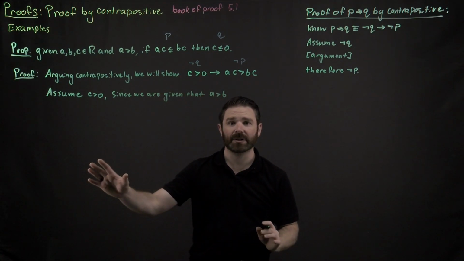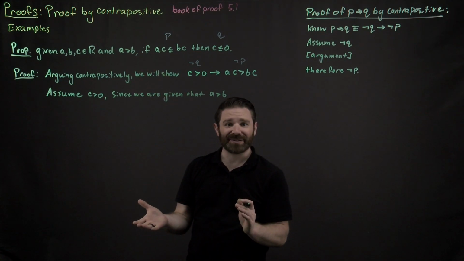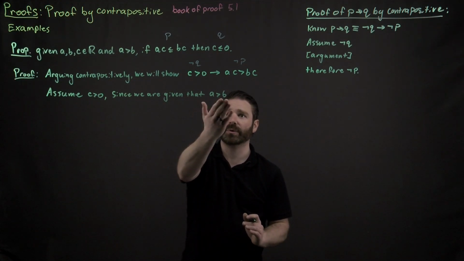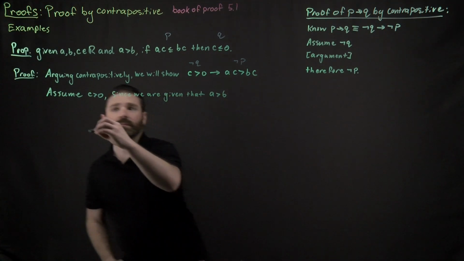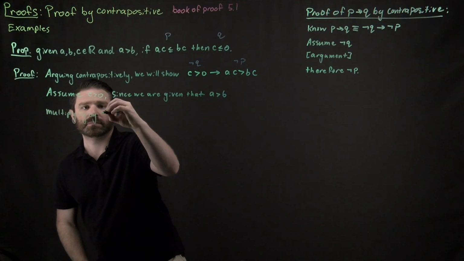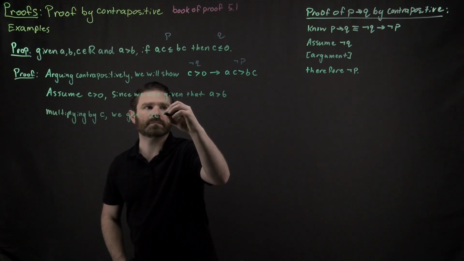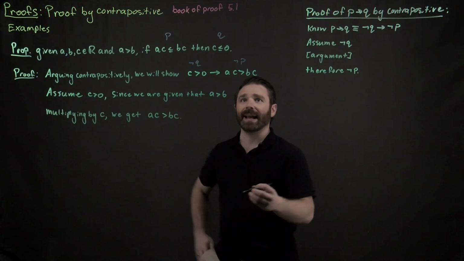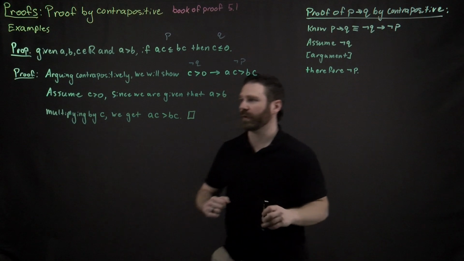Now I'm going to take advantage of the fact that I was given that A is greater than B. Well, if A is greater than B and C is a positive number, I can just multiply C all the way through this inequality right here, and none of my inequalities flip. We get AC is greater than BC. And hey, that's exactly what we were trying to show, right? And so we are finished.